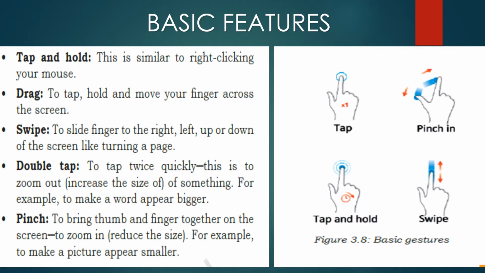Next one is double tap. To tap twice quickly, this is to zoom out of something. For example, to make a word appear bigger. Next one is pinch. To bring thumb and finger together on the screen to zoom in. For example, to make a picture appear smaller.